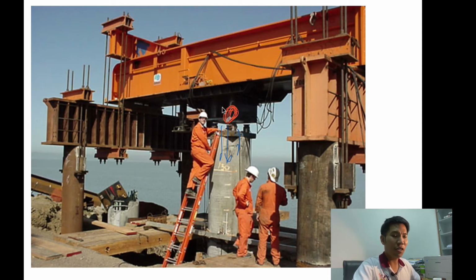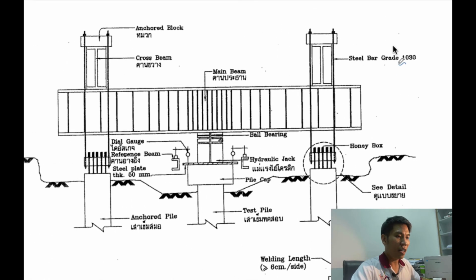We can apply the load by using a hydraulic jack, and we have to measure the load acting on the pile, and we have to measure the deformation. We come back to the case study in Thailand. This one is the configuration of the pile test here in the Bangkok area. It is composed of a test pile first. We have to install the pile first, and after that we have to install a so-called anchor pile. Why do we have to install the anchor pile? Because when we test the pile, we apply the load here.